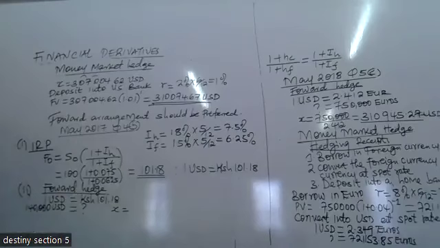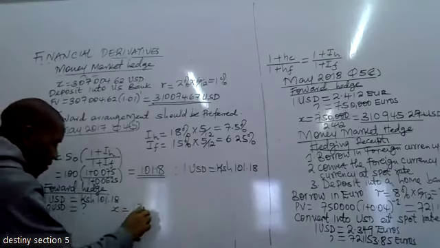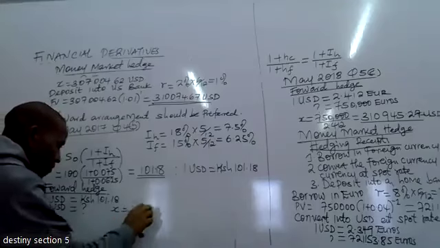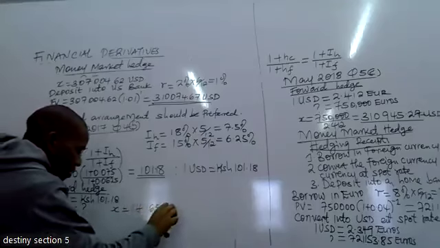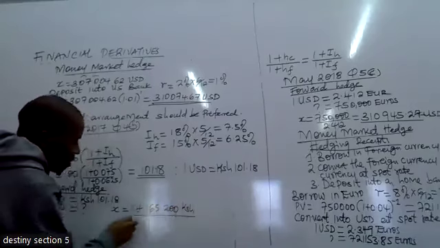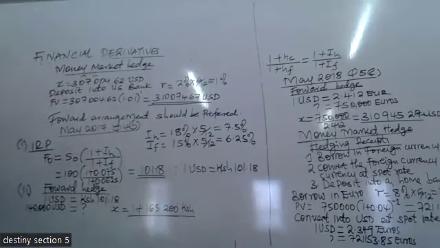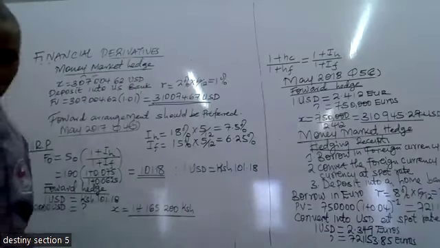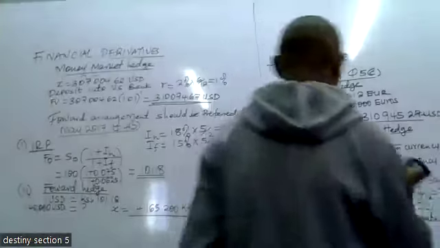Here you are multiplying. So receiving how much? 14,165,200 Kenyan shillings. That is what you will be able to receive. Go to now the money market hedge.